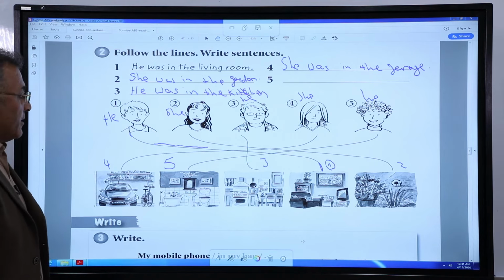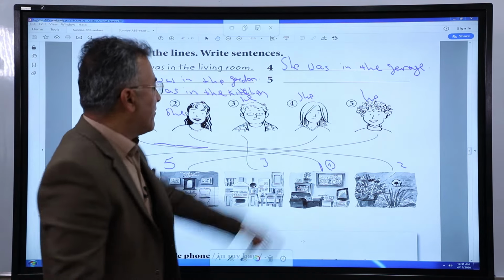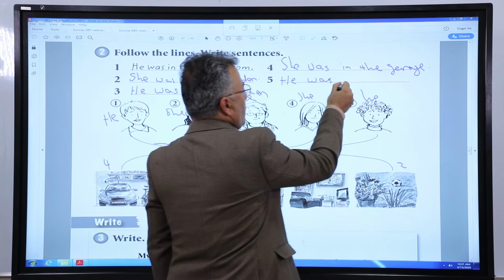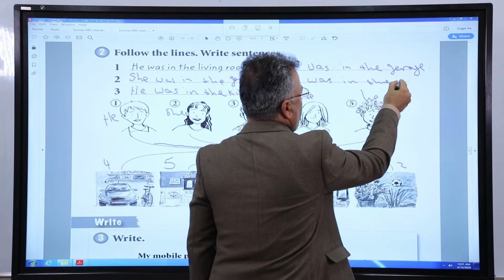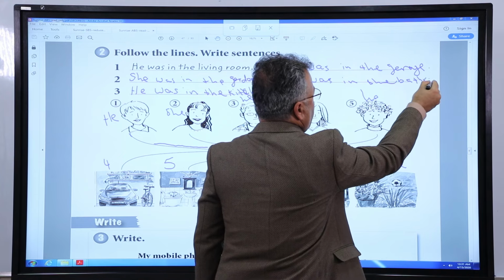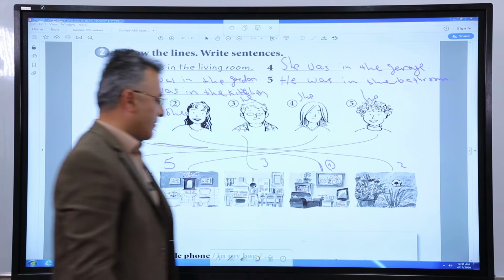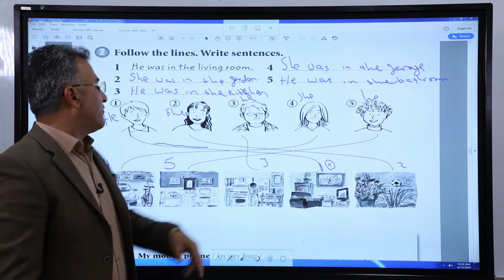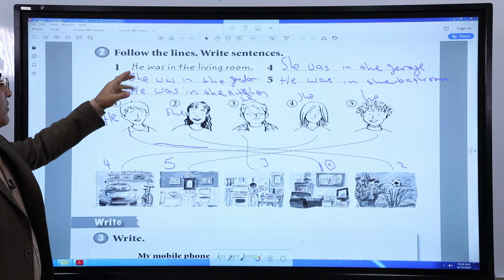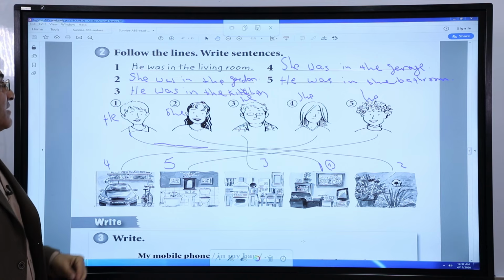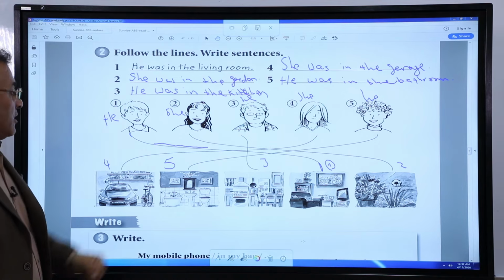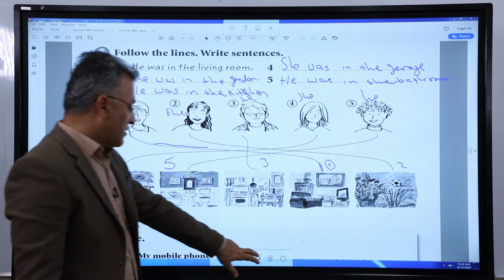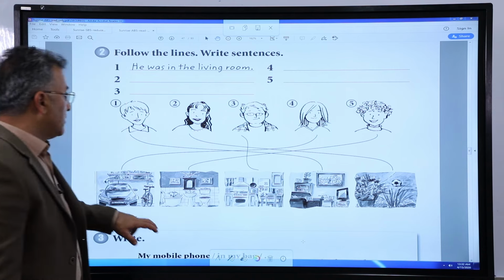Number five, bathroom. He or she. Number five, he was in the bathroom. Okay. Number one, number two, number three, number four, number five. Number one already was done for us. He was in the living room. She was in the garden. And so on.